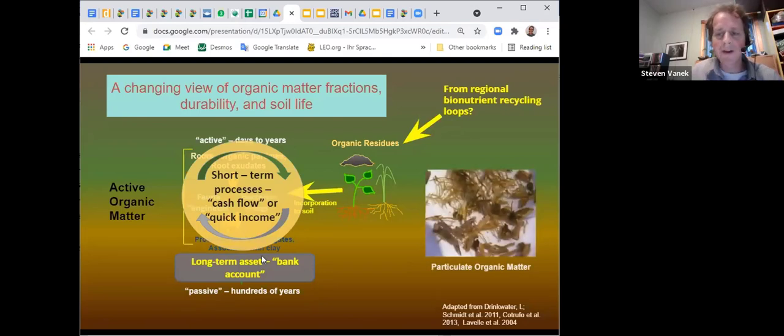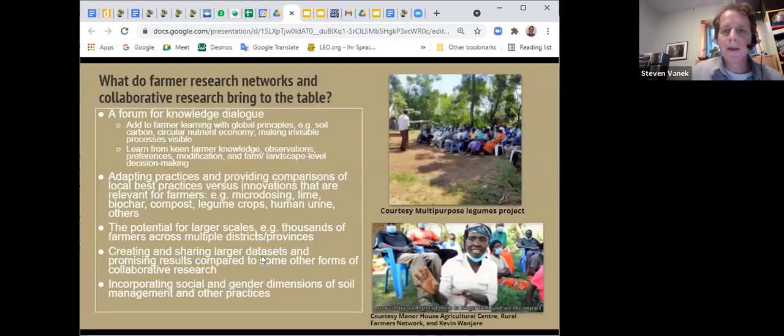So particulate organic matter is something we focus on as one of the tests we have in a toolkit to conceptualize, well, what is going into soils, either from these organic residues, from compost, from manure, from plants, and maybe even from these regional bionutrient recycling loops that were addressed yesterday. So very quickly again, I believe that the speakers will speak to these principles as well.